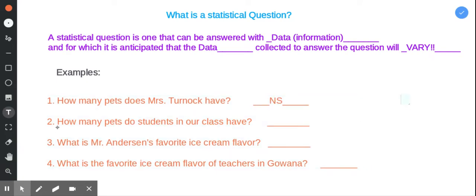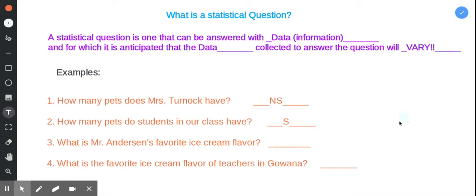Okay. The second question says, how many pets do students in our class have? So if you were to ask all the students in our class how many pets they have, you're asking many people, and you're probably going to get lots of different answers. Some people are going to have one pet, some people are going to have 2, some people are going to have 5, some people might have 0. Okay, so you're collecting lots of different varying information. So number 2 is a statistical question. I'll put an S for statistical.